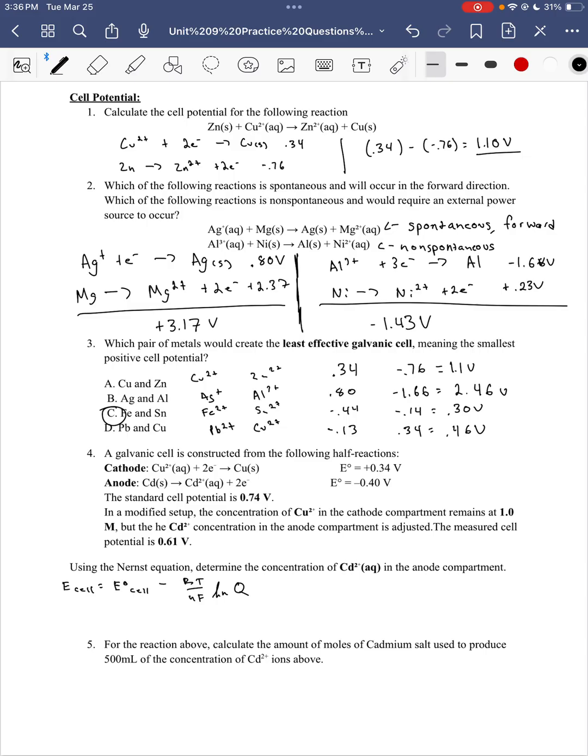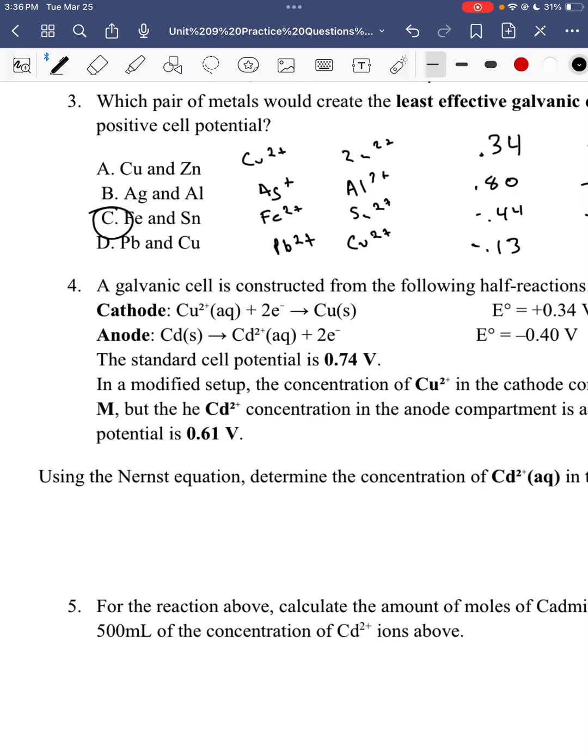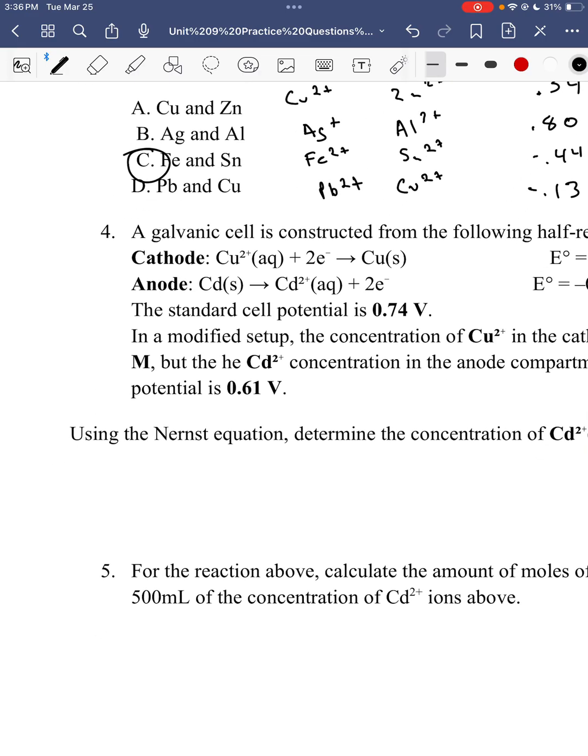Okay, so let's start substituting in values here. My E cell, my measured value, is 0.61 volts. My E naught cell, my standard value, is 0.74 volts. Minus, let's do a big set of parentheses there, RT: 8.314 times 298. I wasn't given a temperature here, so I'll just assume that it's standard temperature. And I wrote the question, so I know that it's standard temperature.